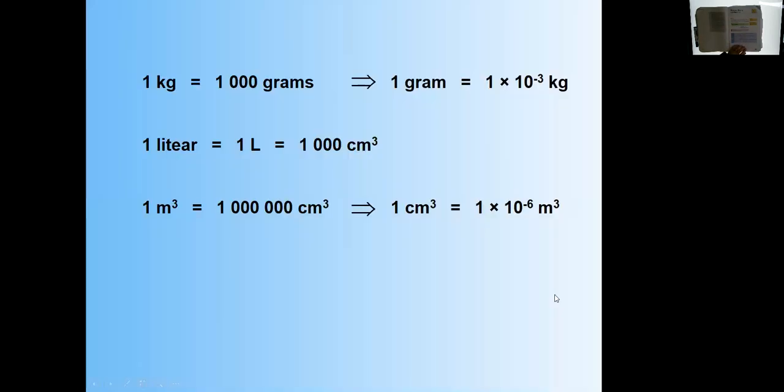Okay. Now, 1 kilogram is equal to 1,000,000 milligrams, so to 1 gram, carbon 3 kilogram to 1 liter. So 1 liter is equal to 1000 centimeters cubed. I guess it is equal to 1 meter cubed is 1 million centimeters cubed. So then 1 meter cubed, or to 1 centimeter cubed, is 1 by 10 to the power minus 6 meters cubed.